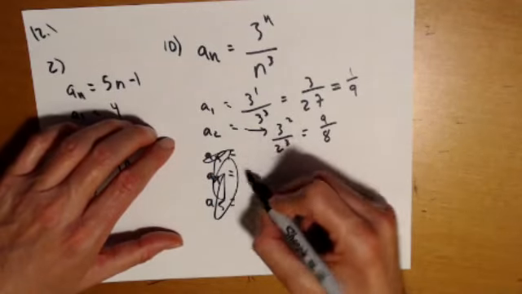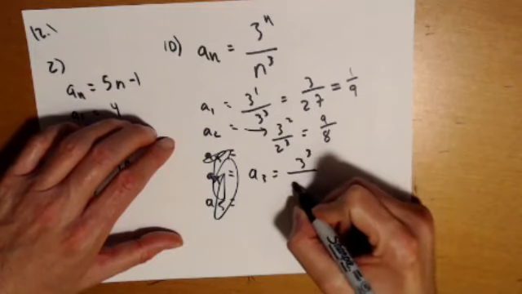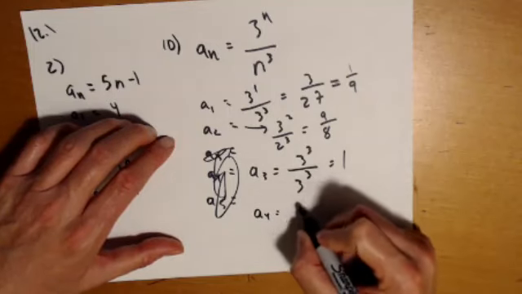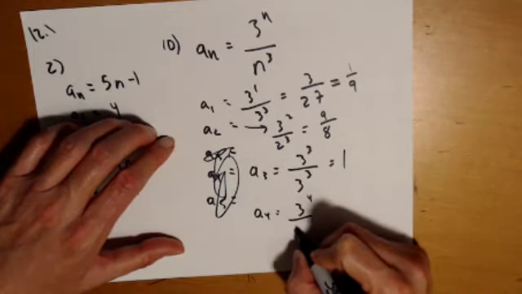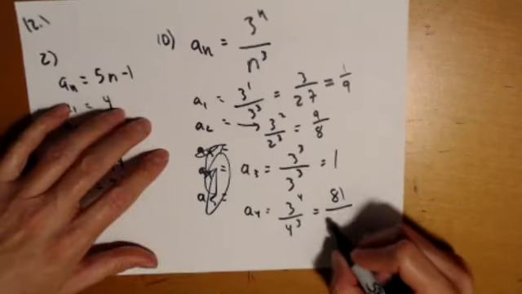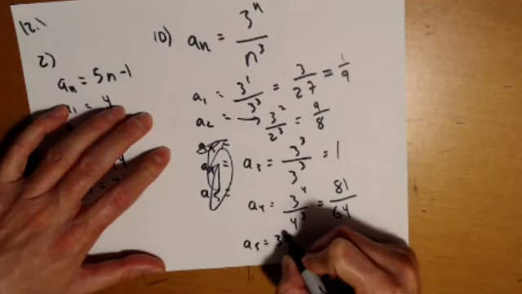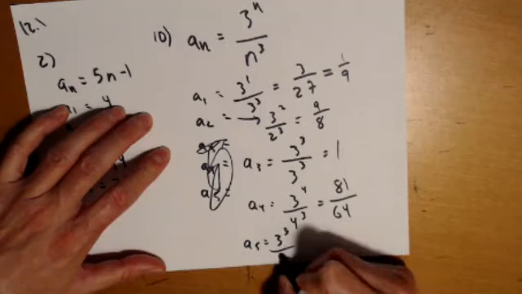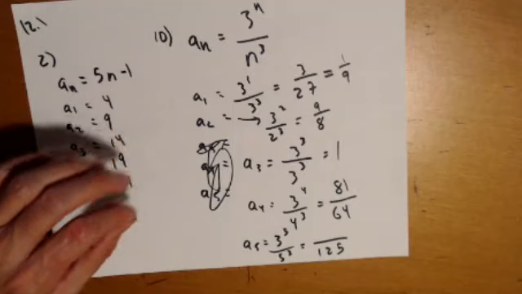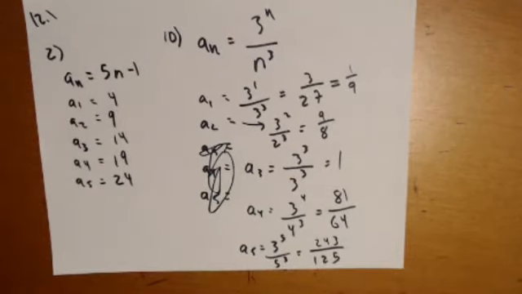It's got messy. A3 is going to be 3 to the 3 over 3 to the 3. Oh, that's just going to be 1. This is a weird pattern. A4, 3 to the 4 over 4 cubed, 81 over 4 times 4 times 4, 64. A5, 3 to the 5 over 5 cubed. 5 cubed is 125. 3 to the 5th, 3 times 81, 243. So that's just a weird pattern. That one was weird.